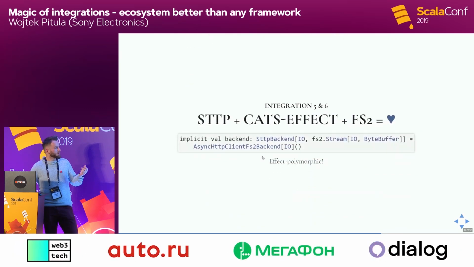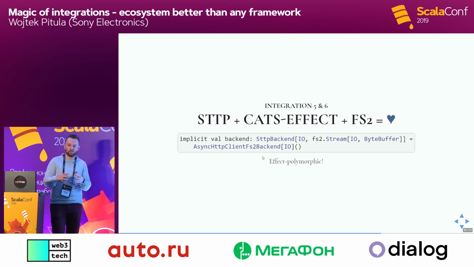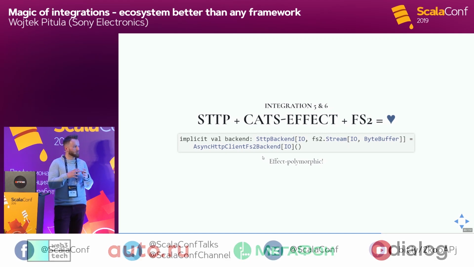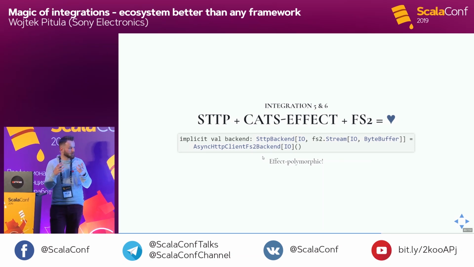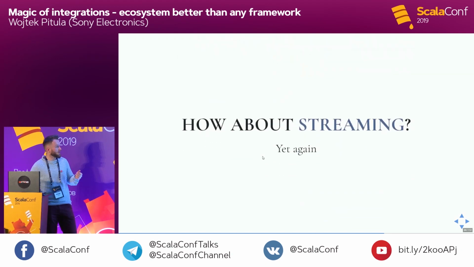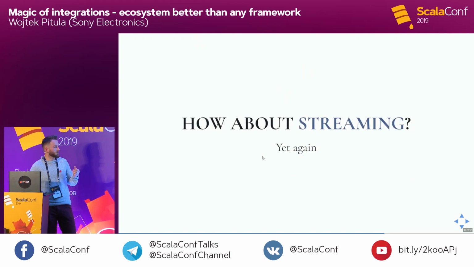So next thing is that STTP has a backend compatible with what we already used. So we were using Cats Effect stuff, but we are also using FS2. And there is this async HTTP client FS2 backend that is exactly what we wanted. And what does it mean? You will see that in a second.